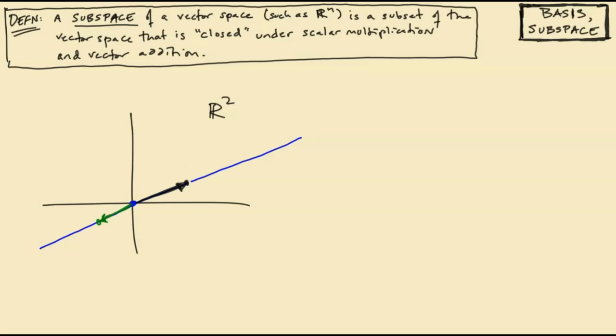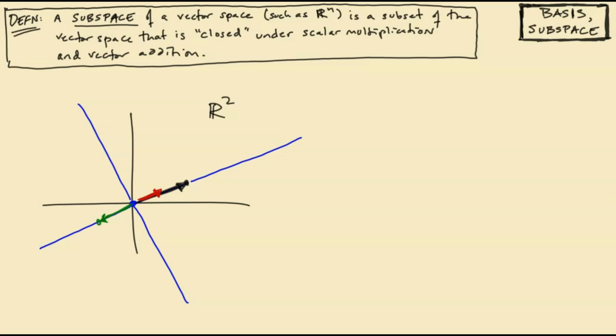And of course, it doesn't matter if my vectors point in opposite directions initially, as they did here, or in the same direction initially, as these two do. When you add them, you just get another vector on that line. So this line through the origin is closed under both scalar multiplication and vector addition. That means it is a subspace of R2. Hooray, we found one! And there's nothing particularly special about this line. Any other line through the origin is a subspace of R2, for the exact same reasons.